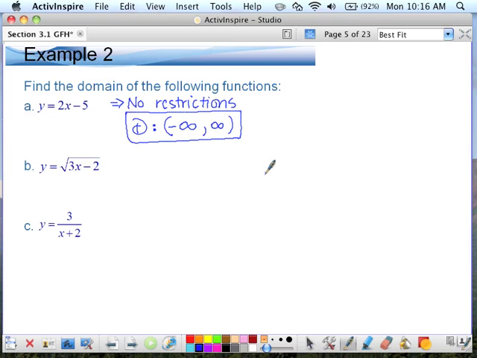If there are no restrictions, then the domain is simply all real numbers, and that's notated from negative infinity to positive infinity in interval notation.